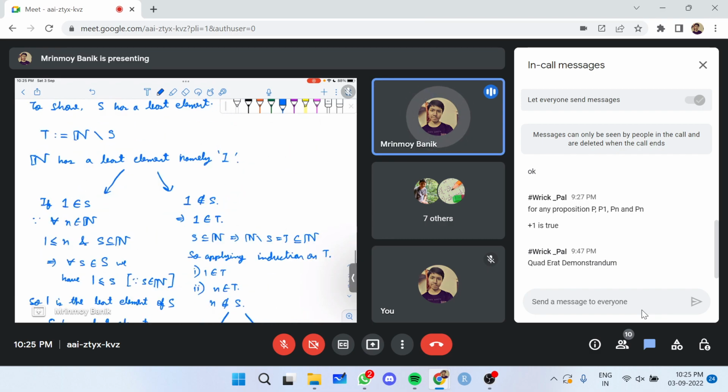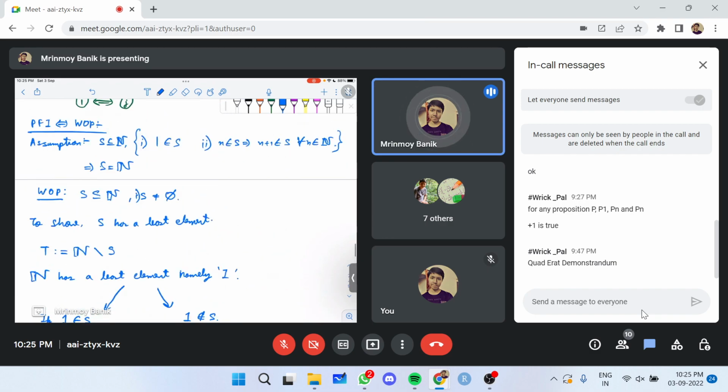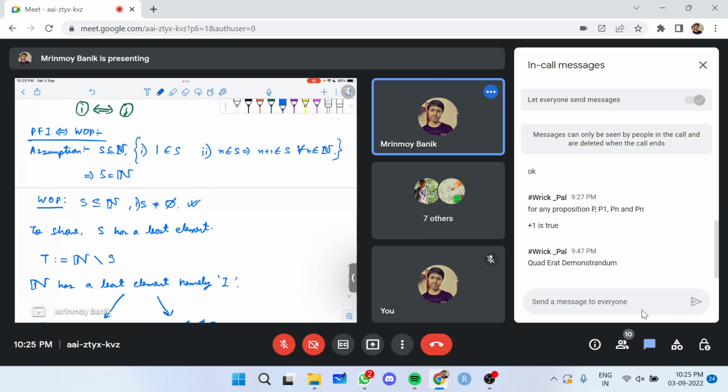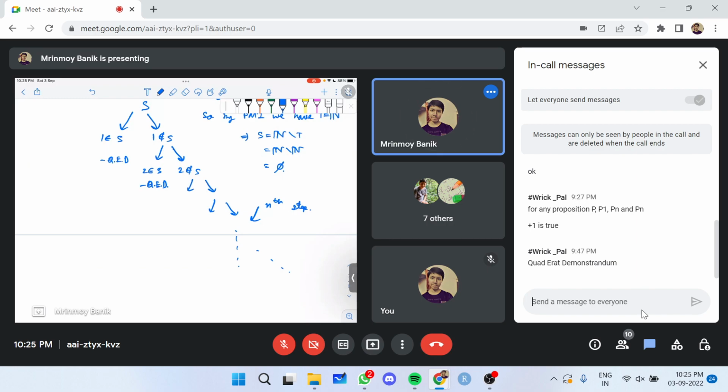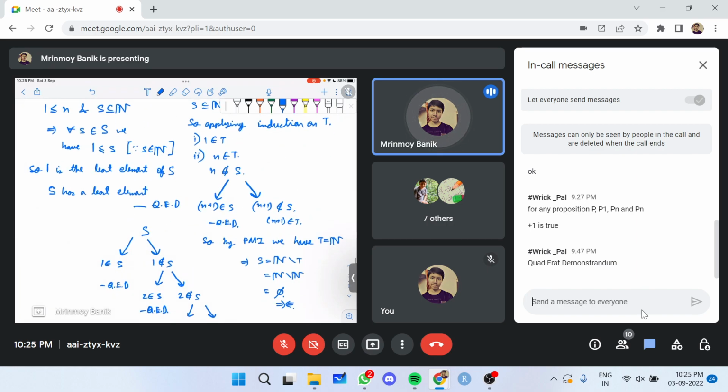So that is a contradiction to our assumption that S can't be a null set. So this is a contradiction to our assumption that this thing can happen, that n plus 1 is not inside S.